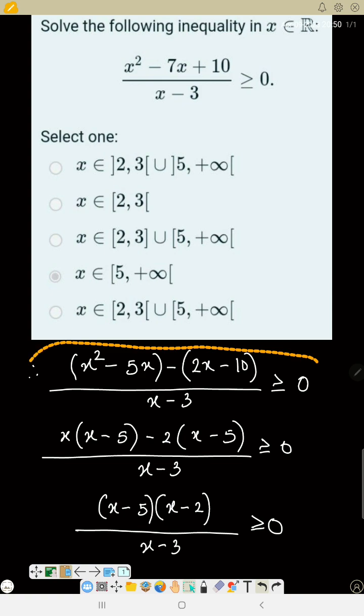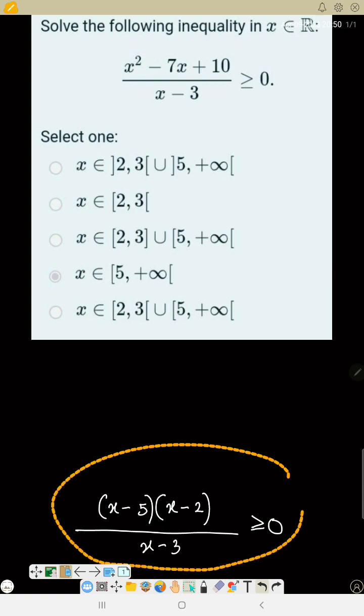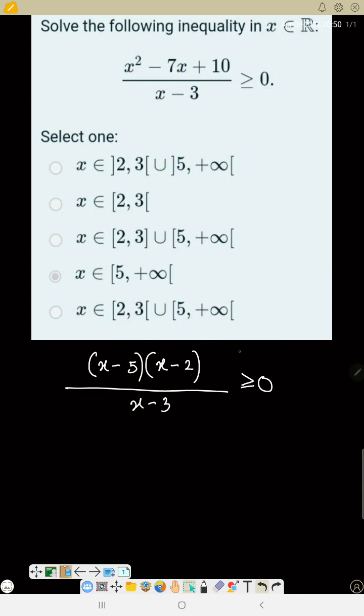Now we have factorized, so we need a number line to explain the solution. We need to find all the critical points here. So we need a number line. This is minus infinity, and this place will be positive infinity. So now what are the critical points here?